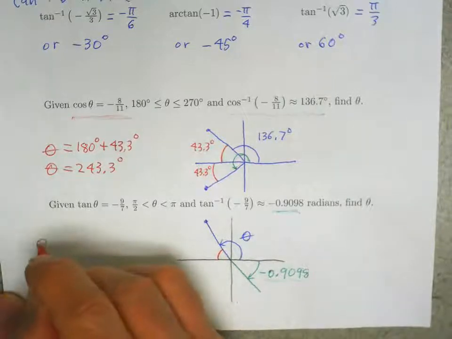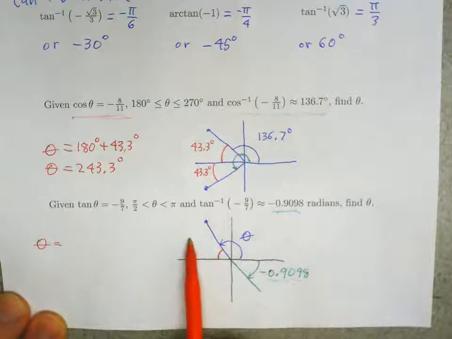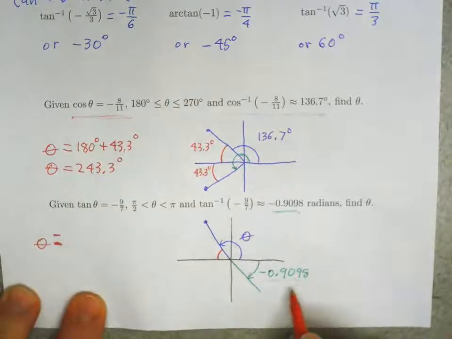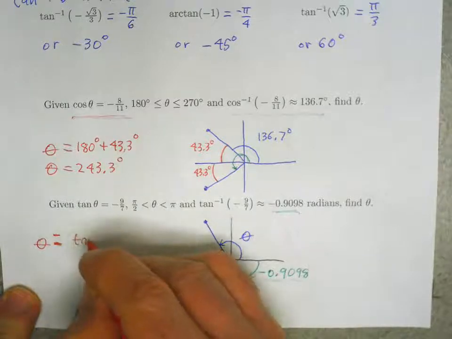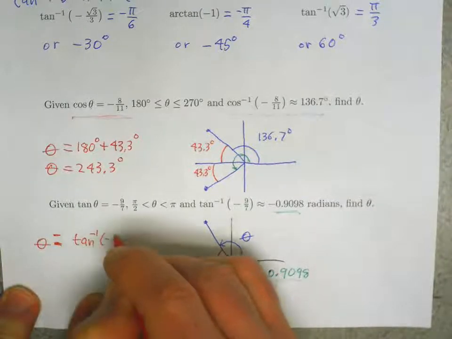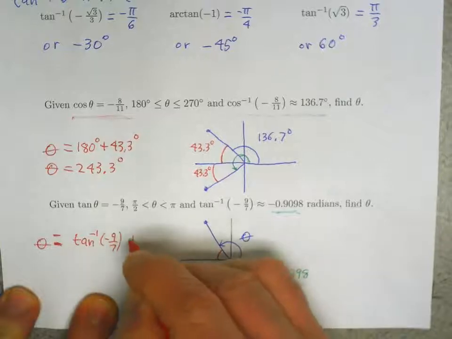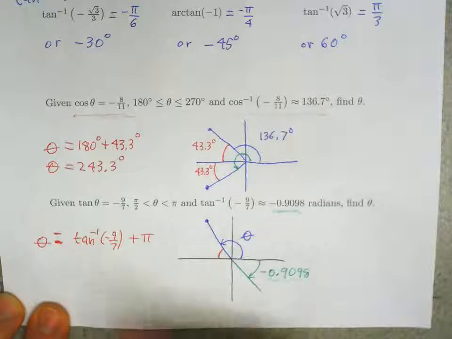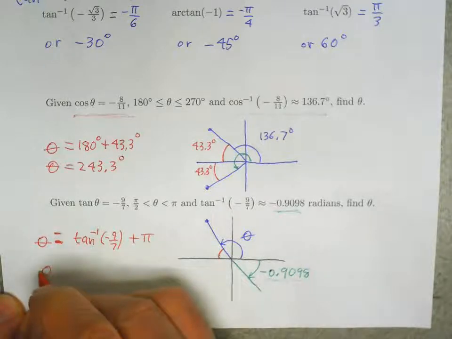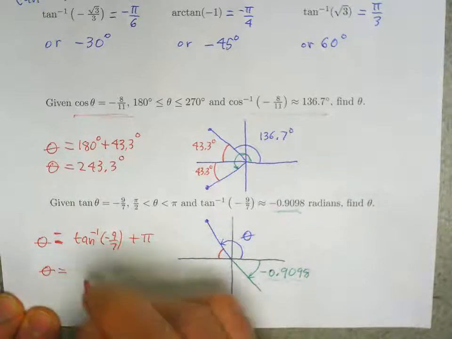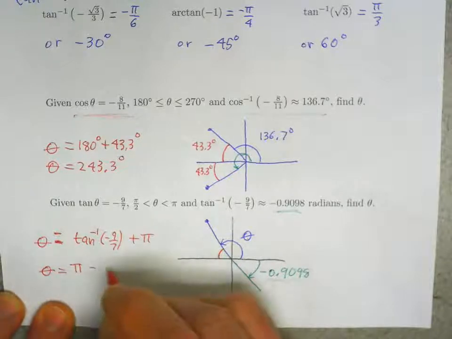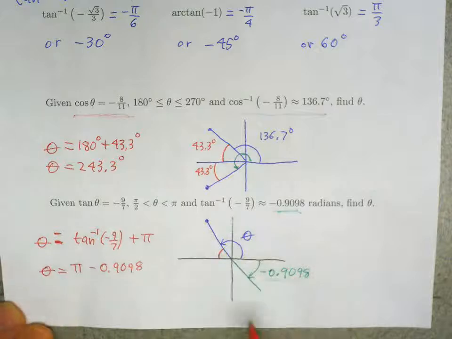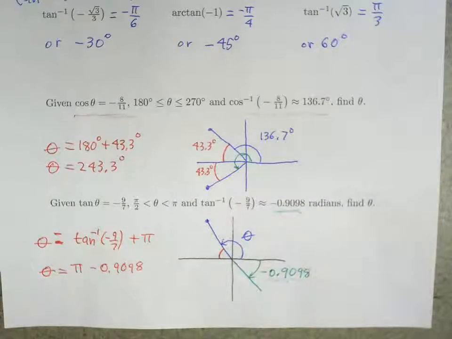So in other words, theta, which is in the second quadrant, is equal to the inverse tangent of negative 9/7 plus pi. And we're told what this value is approximately. So we can put pi first and then subtract 0.9098. That is the value of theta that we want in this case.